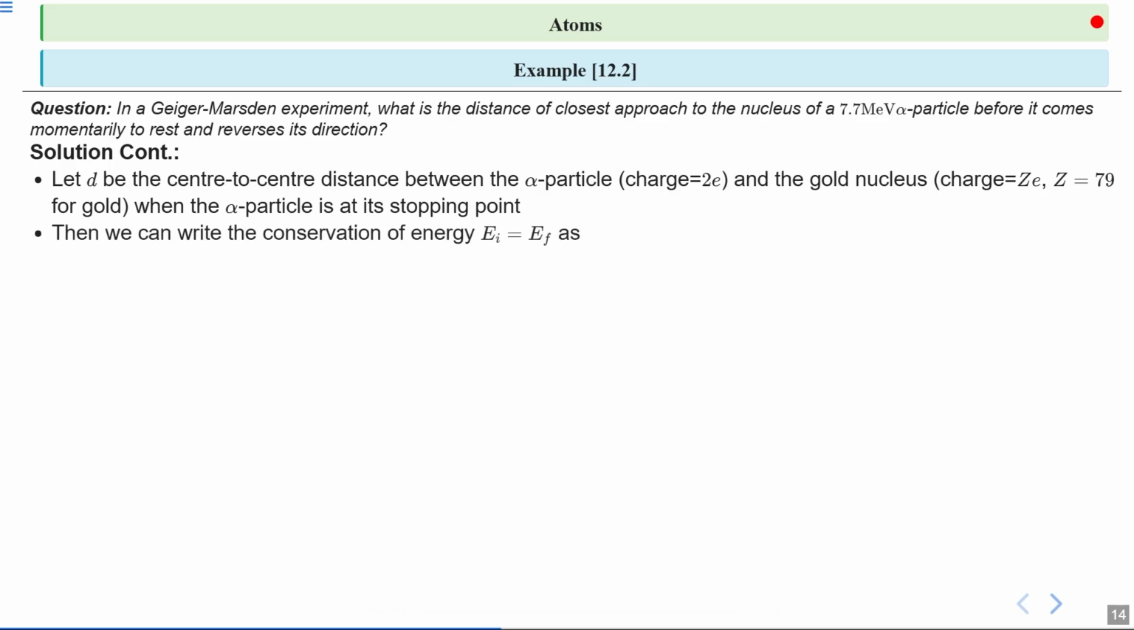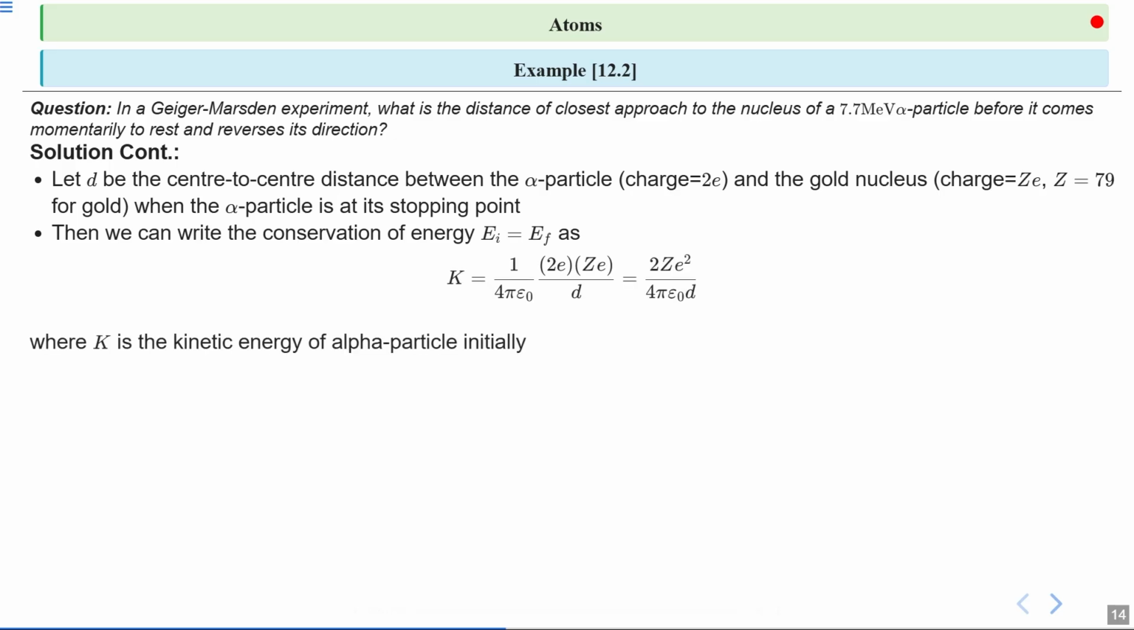So next, let's apply the principle of conservation of energy. The total energy before and after must be equal. Initially the alpha particle has only kinetic energy, and as it approaches the nucleus, that kinetic energy is converted into electric potential energy due to repulsion between the two positive charges. The formula for potential energy is 1 by 4 pi epsilon naught Q1 Q2 by R, and the kinetic energy is converted into potential energy.